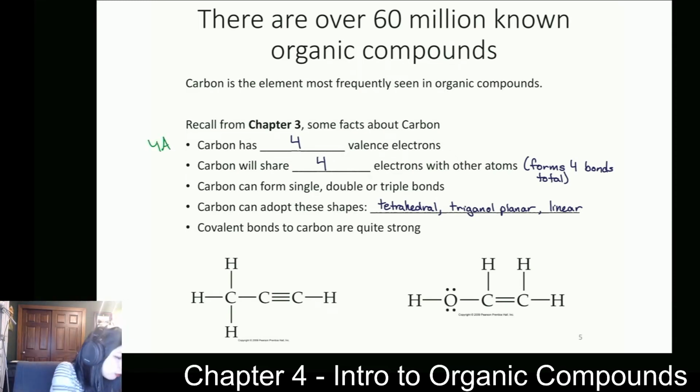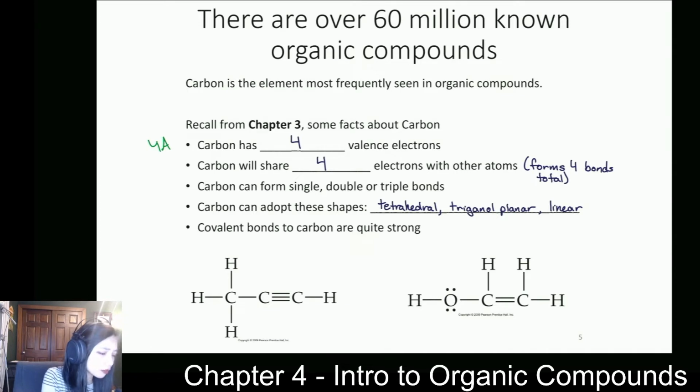Let's recall that carbon is in group 4A, so it has 4 valence electrons. Typically, carbon will share 4 of its electrons with other atoms in order to achieve its full octet. When carbon shares electrons, it forms 4 other bonds in total, so there are a total of 8 electrons around that whole carbon atom.